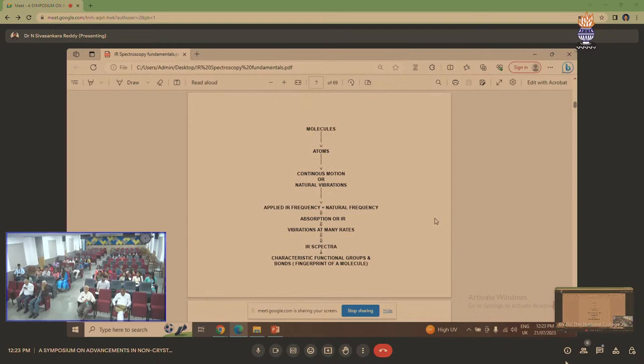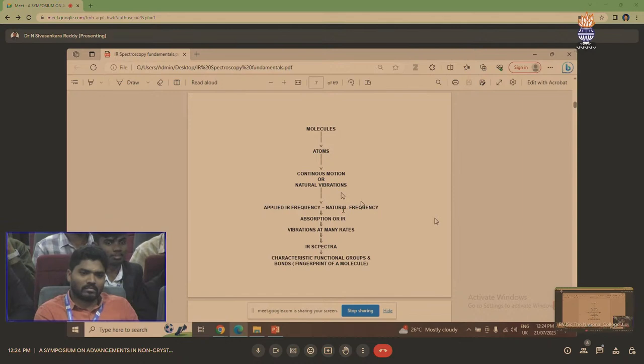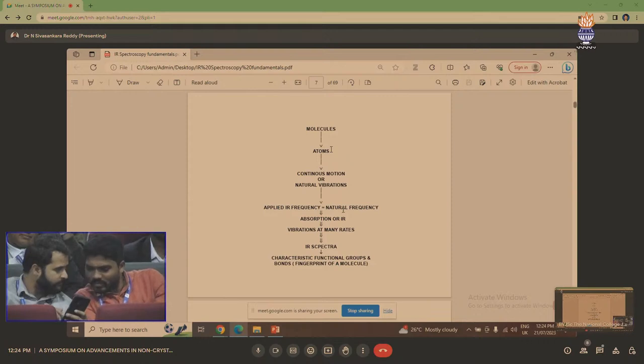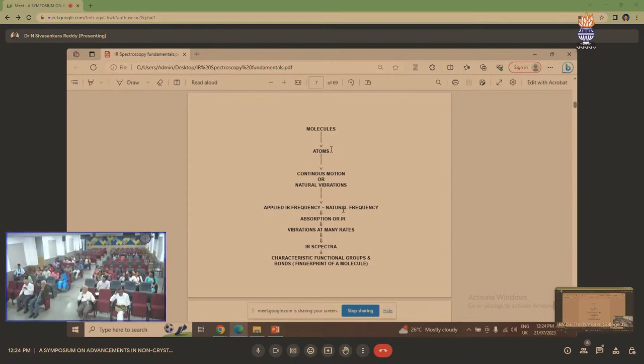How does infrared radiation interact with matter? Any matter contains molecules and atoms, which are in constant motion, either vibrational motion or rotational motion. As you supply the radiation, they tend to vibrate with their natural frequency. This vibration is a characteristic of a particular bond. When the radiation is absorbed, it is absorbed by a particular bond. Therefore, the absorption of a radiation indicates the particular bond present in a solid.